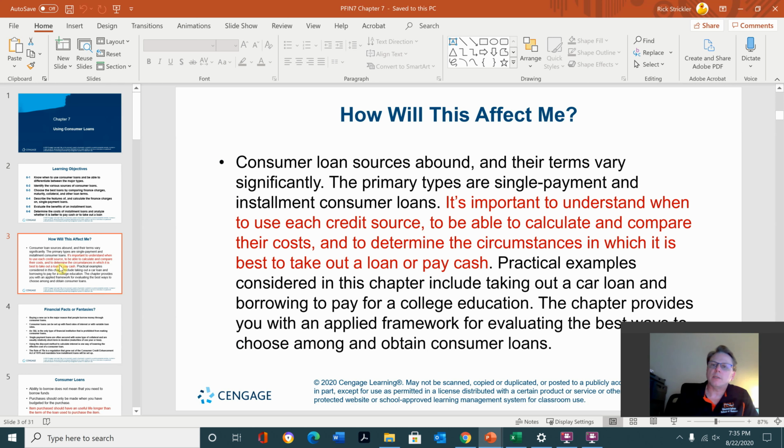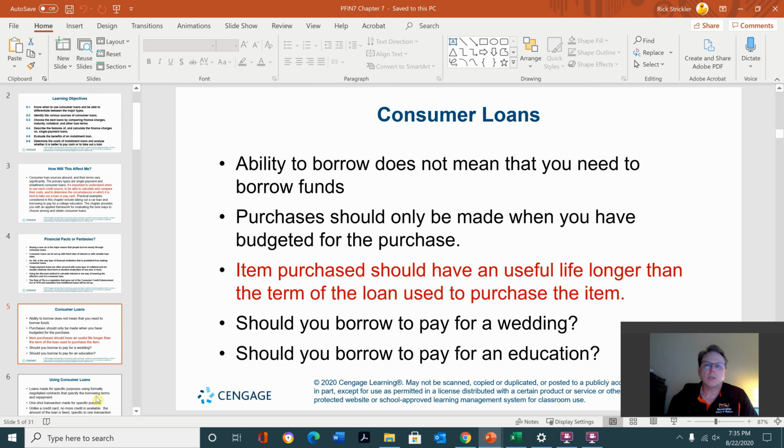How will it affect me? It is important to understand when to use each credit source to be able to calculate and compare their costs and determine the circumstance in which it is best to take out a loan or pay cash.